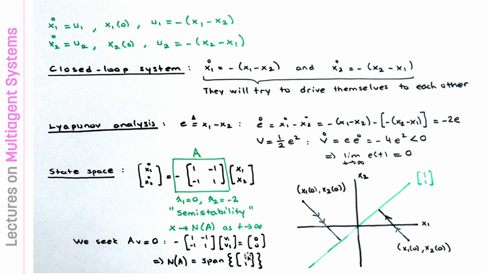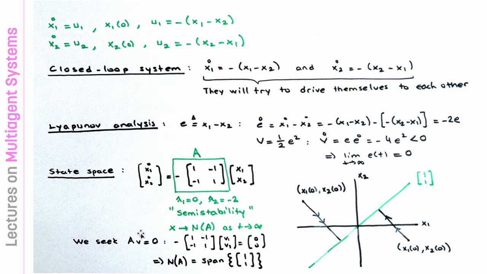Here, span means it can be 1, 1, 2, 2, -5, -5, anything. For example, -10, -10, yes, you can write it as -10 multiplied by 1, 1. So the -10, -10 vector spans this 1, 1 vector. Anyway, this 1, 1 vector is where x1 equals x2. This represents this line. Once again, this line comes from the Lyapunov analysis. This line also comes from this null space of A, or the eigenvector of the zero eigenvalue.